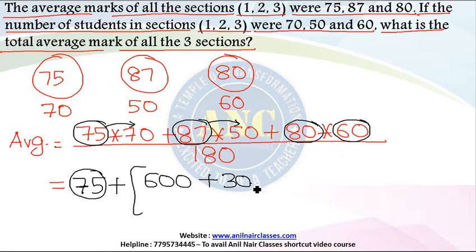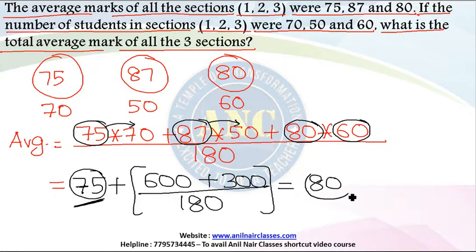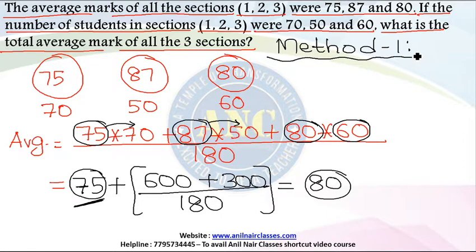So your total value should be divided by 180. 600 plus 300 is 900. 900 divided by 180 is 5. What is 75 plus 5? It is 80. This is the method which I implemented in the previous questions, where I called it method 1, and I will call it method 1 here also.